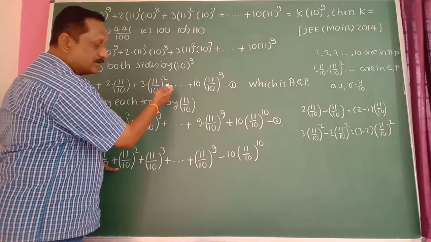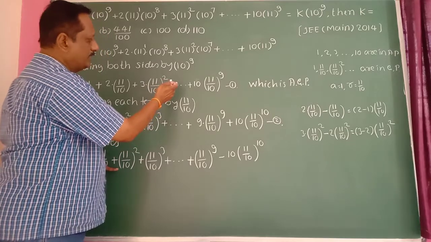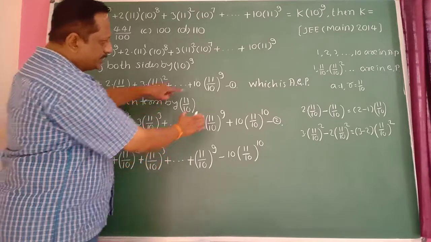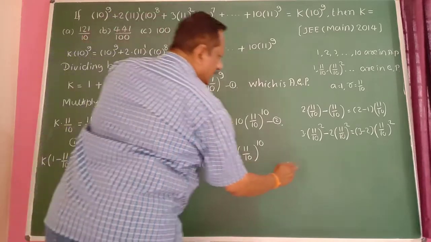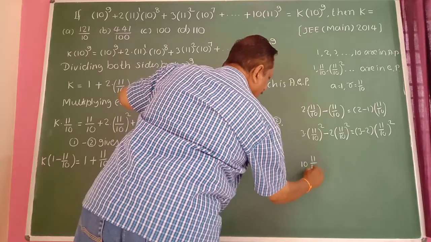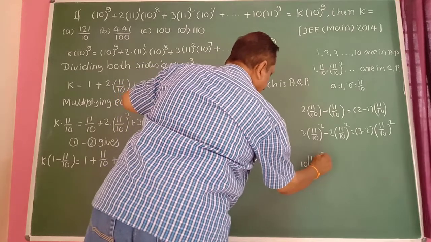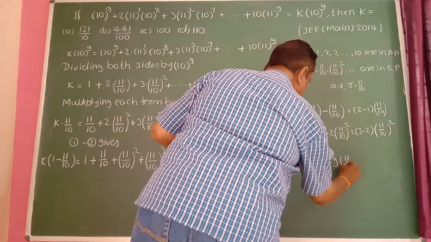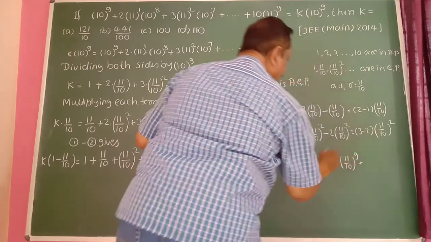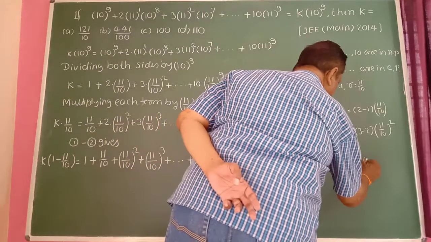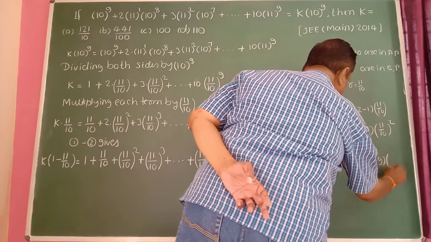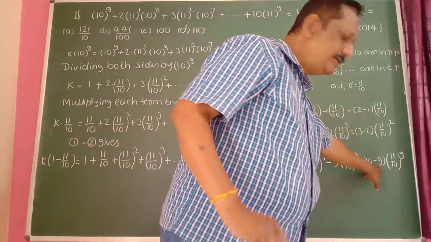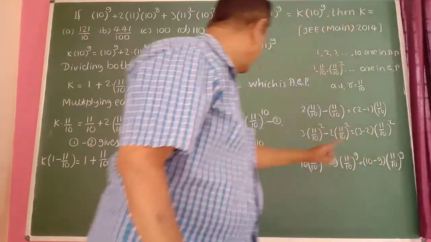Similarly, the next term, 4 into (11 by 10) squared and this one, subtracting each other, we get this one. Next, this term minus this term is 10 into (11 upon 10) raised to 9, minus this term, 9 into (11 upon 10) raised to 9. Then (11 by 10) raised to 9 is the common factor here. So 10 minus 9 into (11 upon 10) raised to 9. Then 10 minus 9 becomes 1, and 1 into (11 by 10) raised to 9 is (11 by 10) raised to 9.